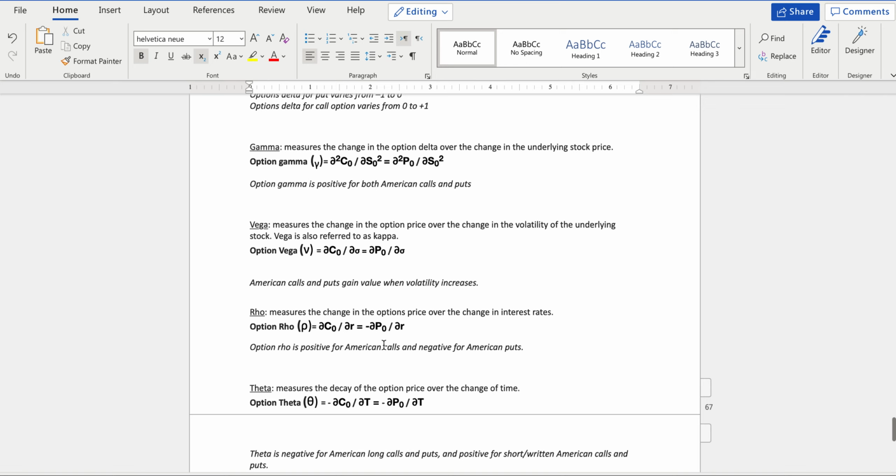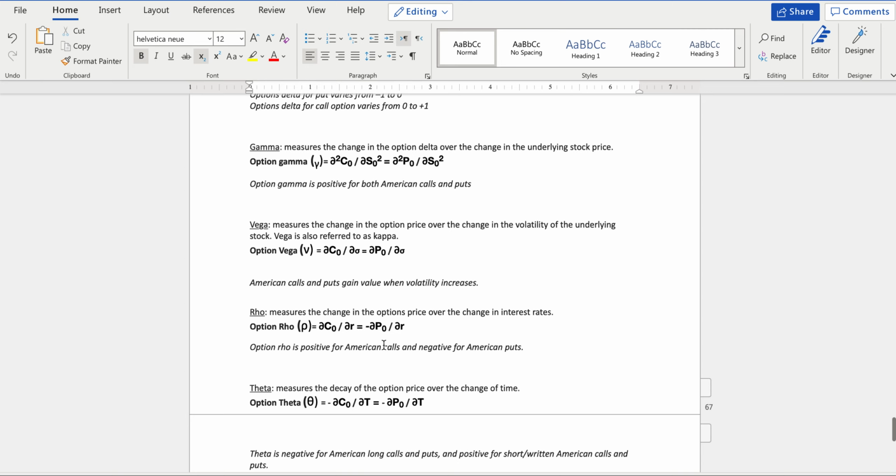Once again, rho is positive for American call options and negative for American puts. If the Federal Reserve increases interest rates, you will see an increase in the price of a call option, but you'll see a decrease in the price of a put option, right? Positive for American calls and negative for American puts. That's what rho is.